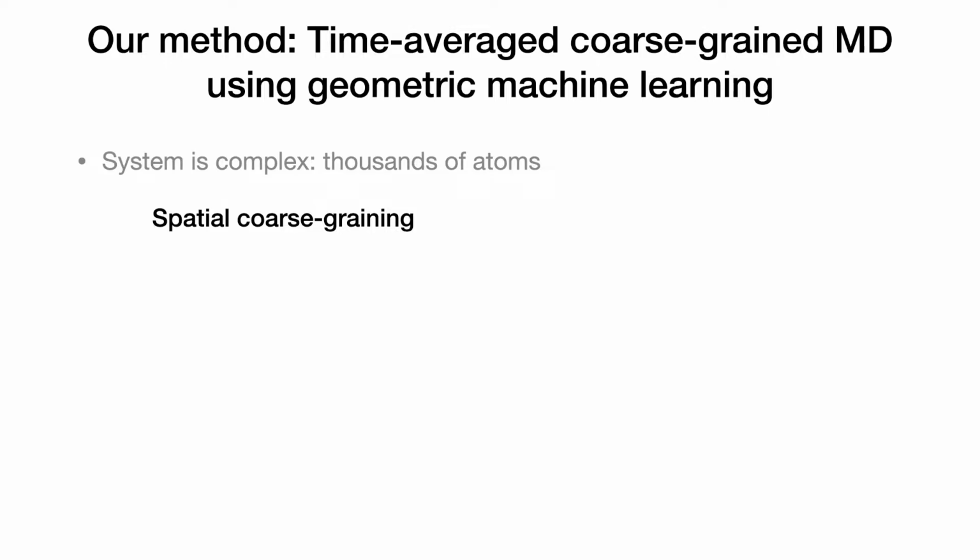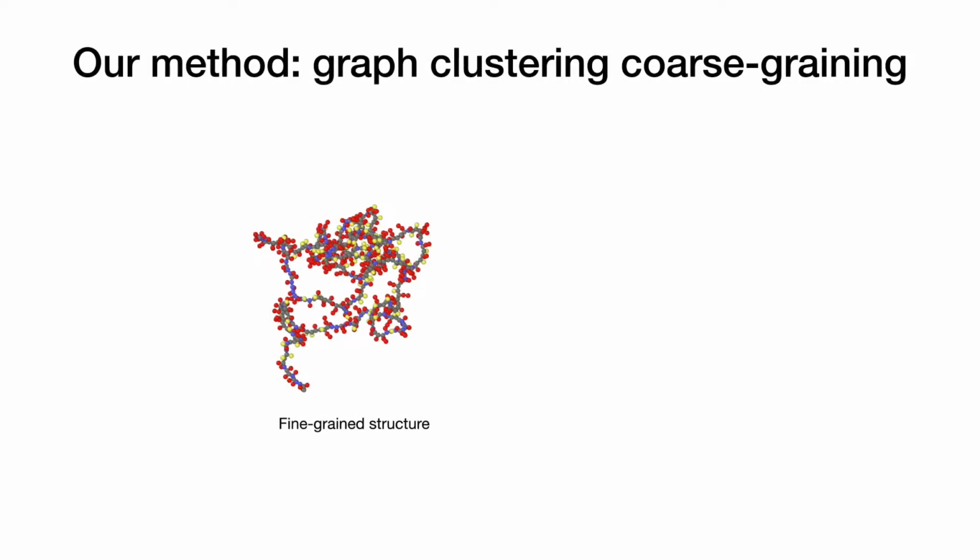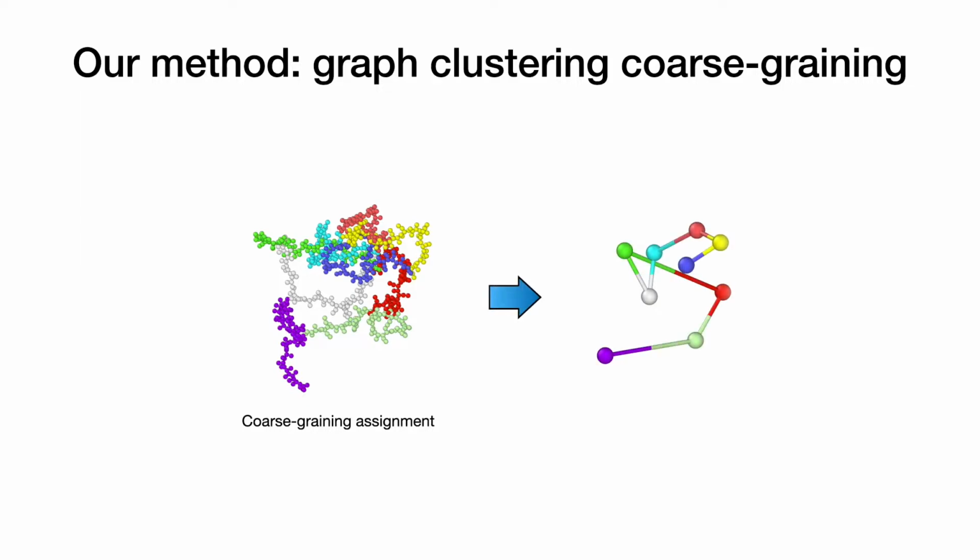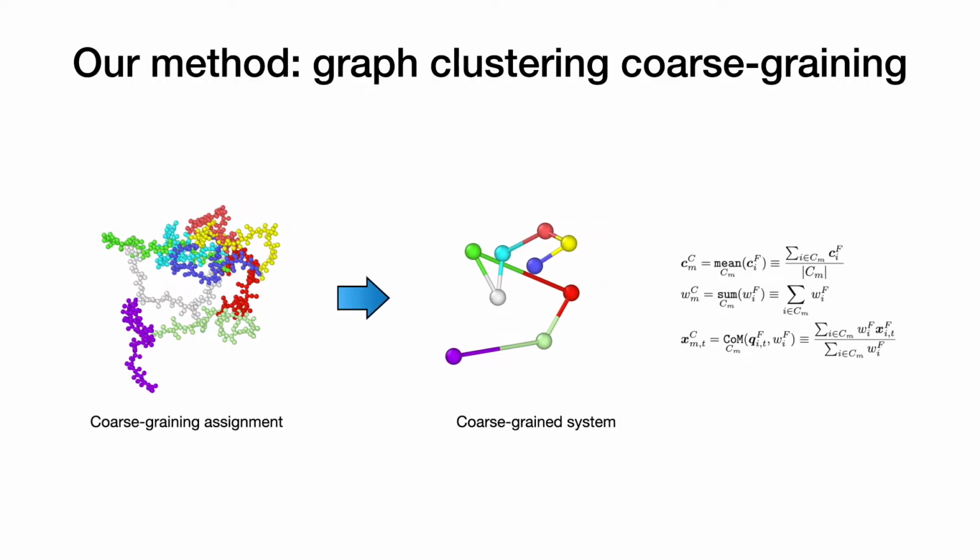First, we introduce how we coarse-grain an MD system. To coarse-grain a molecular system, we employ a graph clustering approach to group nearby bonded atoms into coarse-grained beads. The clustering process partitions the fine-level graph into roughly equal atom groups of a specified size, while minimizing the number of bonds with two endpoints in different groups. The corresponding bead embedding is the mean over the atom embedding. The weight is the sum of atom weights, and the position is the center of mass of the atom group.